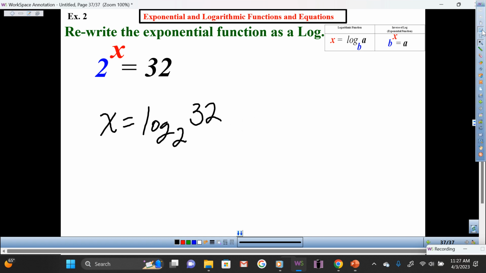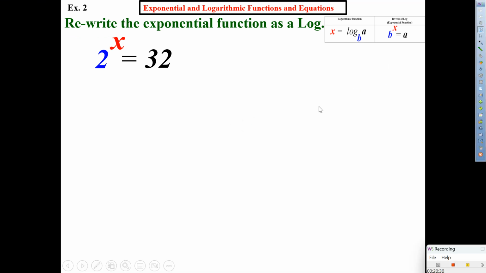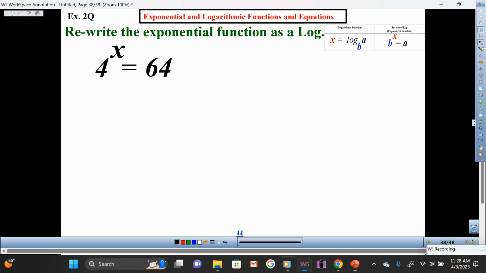Looks about right. Let's do another one. Example 2Q, 4 to the x equals 64. Rewrite that as a log, please. Check with the neighbor, see what they got. All right, what did you get for this one, Anaya? Log 4, 64. Hands up if you got that. All right, and one more.